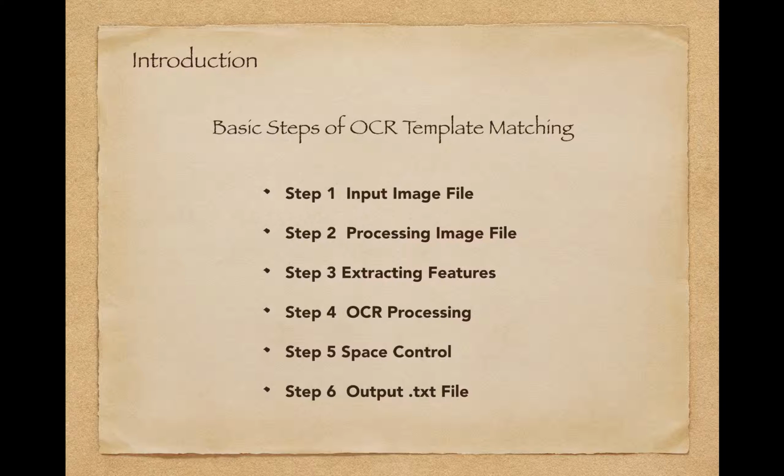Now, let me introduce the main work of the project. Here are the 6 basic steps I need to complete to implement an OCR of template matching. Step 1 is to input image file. Step 2 is to process image file. Step 3 is extract the features of the input image. Step 4 is OCR processing. Step 5 is space control. Step 6 is output the TXT file.